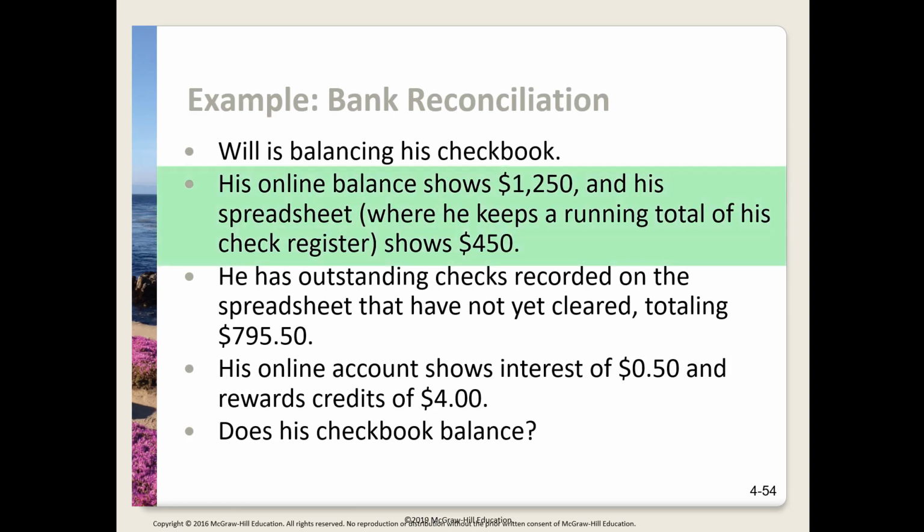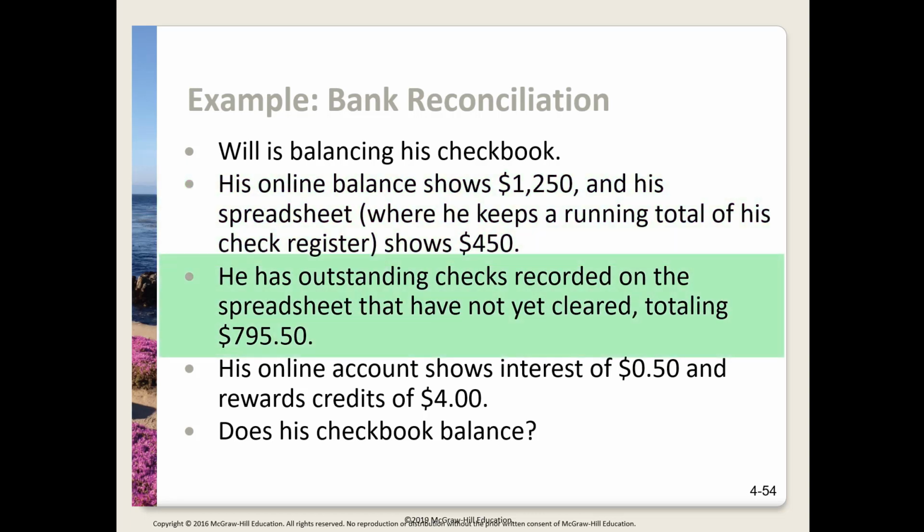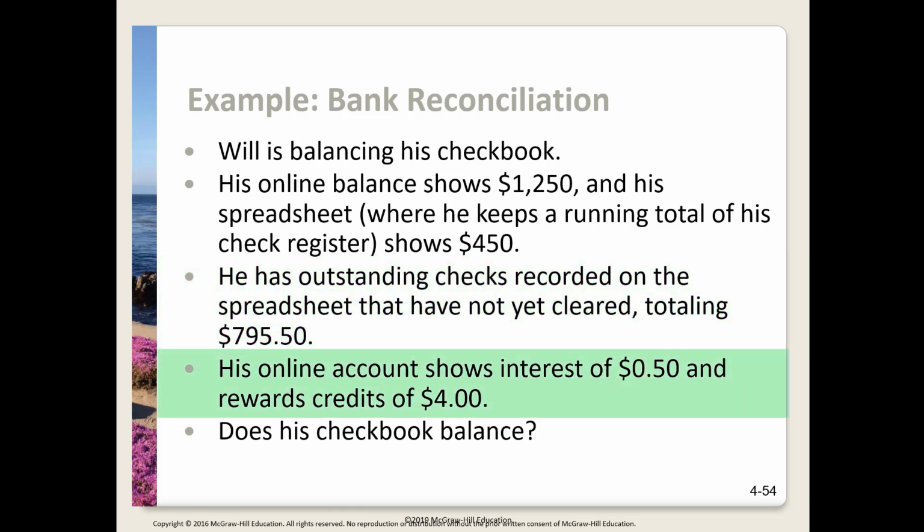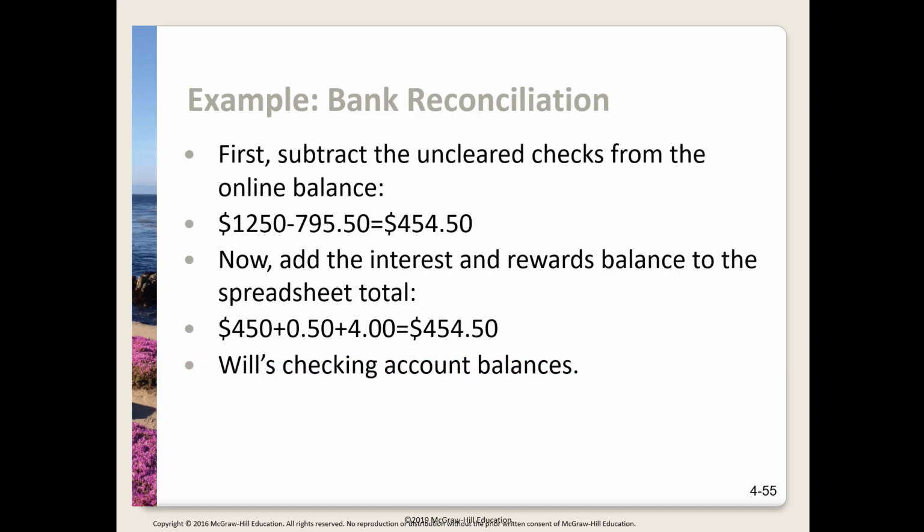We'll walk through a bank reconciliation example. The online balance shows $1,250. Your spreadsheet balance shows $450. Outstanding checks on the worksheet not cleared, $795.50. Online interest, 50 cents. Online reward credits, $4. Does this balance? Online balance minus uncleared checks, $1,250 minus the $795.50 is $450. Add the interest and rewards to the spreadsheet, $450 plus 50 cents plus 4, $450. The account is in balance.